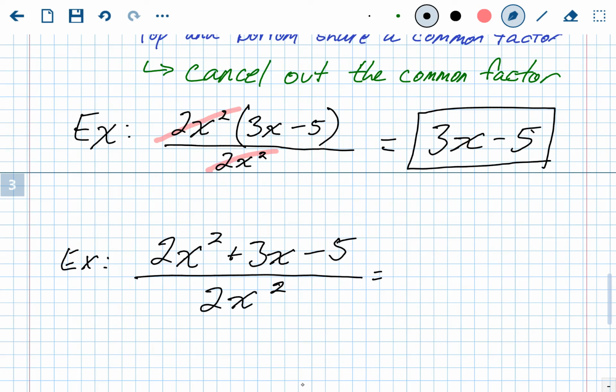Okay, the 2x squared and the 2x squared, these cannot cancel out. So never do that. They only cancel out on top because it was a multiplication. The top of this fraction is not a multiplication, it's an addition.